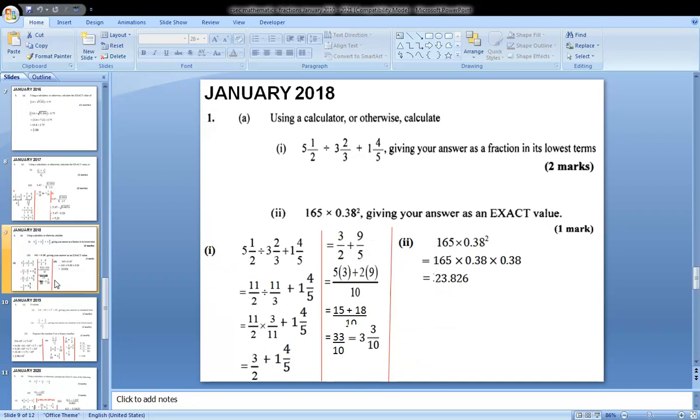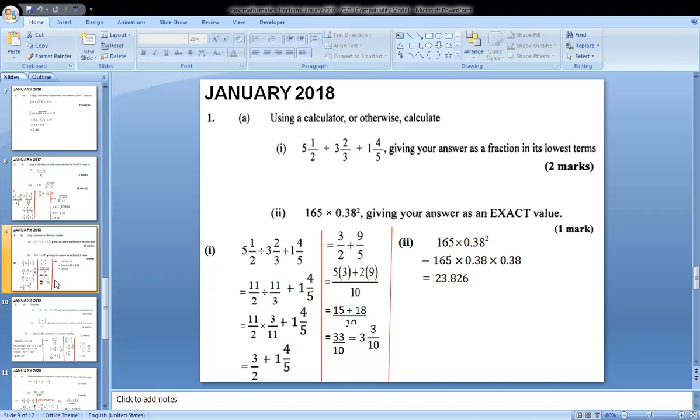It says using a calculator or otherwise, calculate 5.5 divided by 3 and 2/3, and then add to 1 and 4/5. And you are to give your answer as a fraction in its lowest term. So we know cancellation, we're going to have to cancel to its lowest term, 2 marks. Now we simply change the mixed fractions to improper fractions.